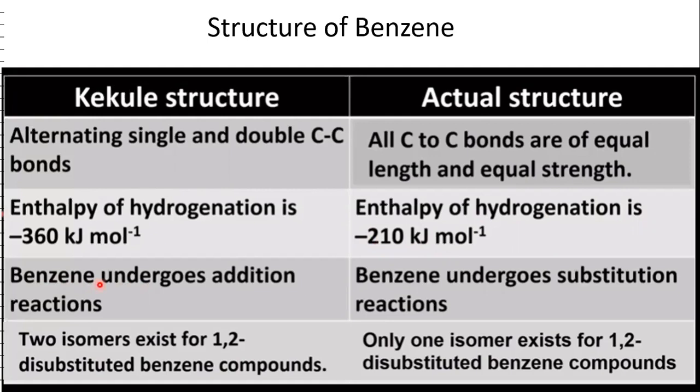Third point, benzene undergoes addition reaction according to the Kekule structure, but actually benzene undergoes substitution reaction. Fourth point, two isomers exist for 1,2-disubstituted benzene compounds according to the Kekule structure, but actually only one isomer exists for 1,2-disubstituted benzene.